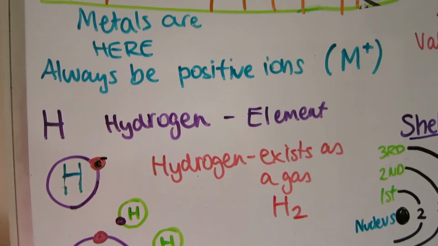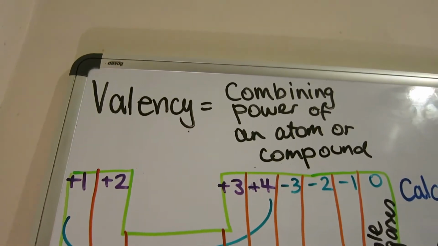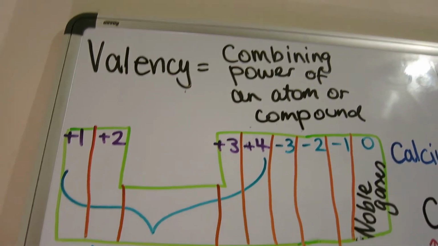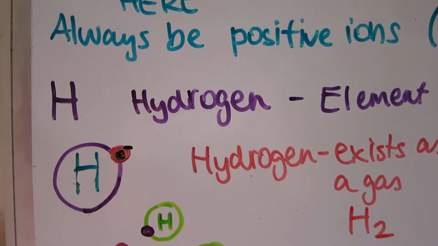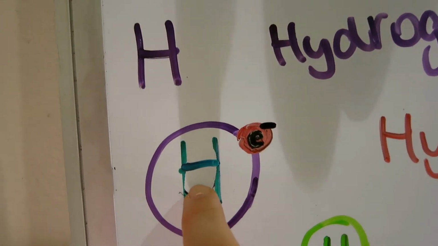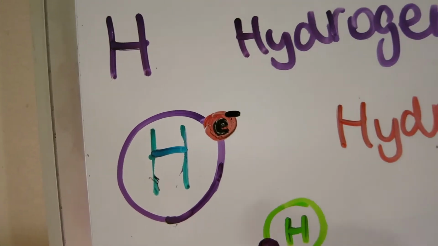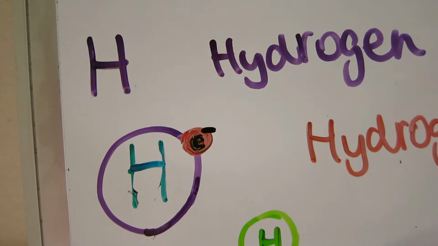So if we want to actually look at valency, so our combining power, what we actually need to do is to start off with hydrogen. So remember, with hydrogen, we have in the center our nucleus. Remember, it has 1 proton, no neutrons, and 1 electron.